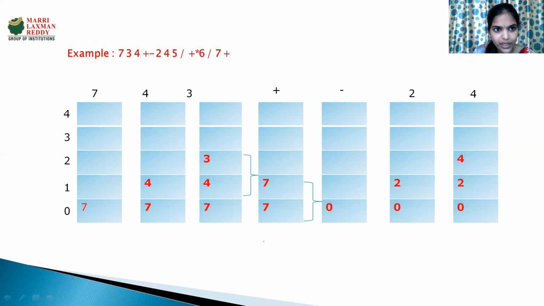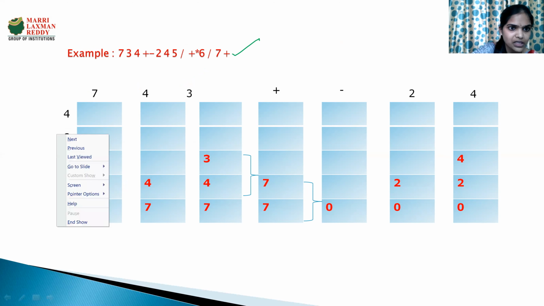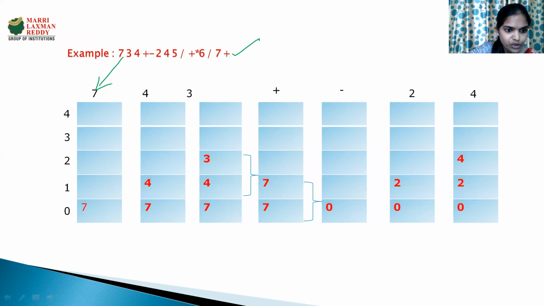Let us see one more example of it. Here is a postfix expression. Here is a stack. First we have 7. So 7 is the operand, and we have pushed it onto the stack. Again, we have 3.